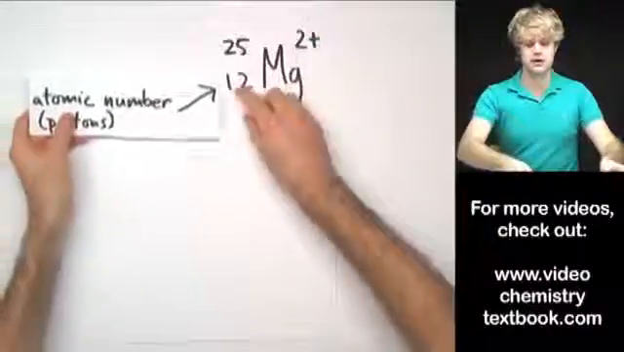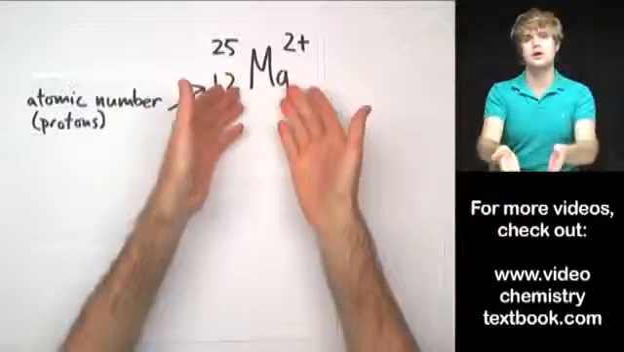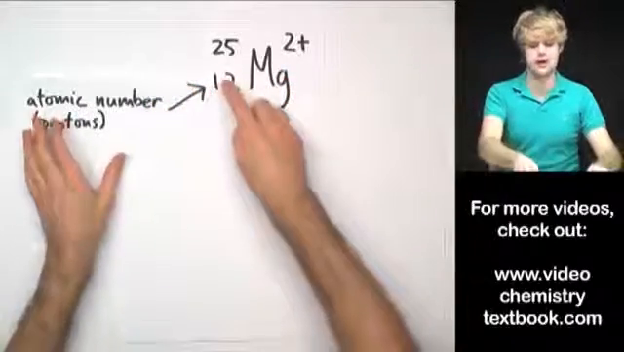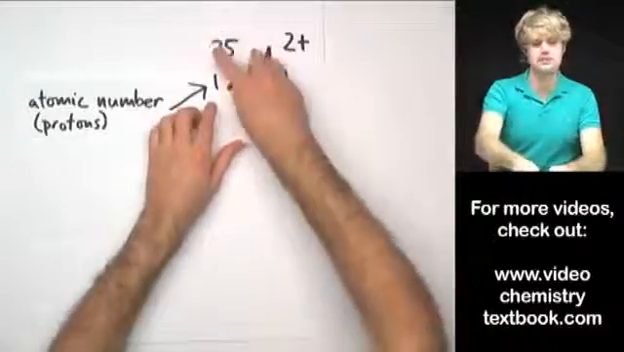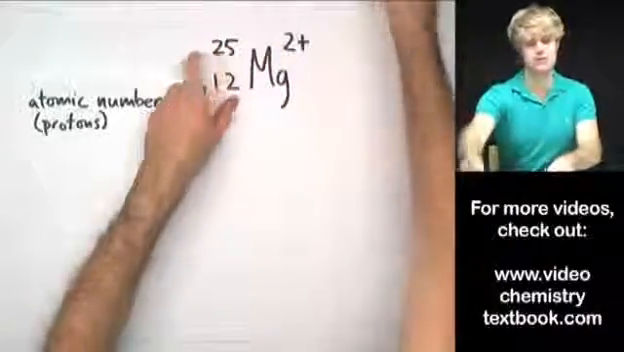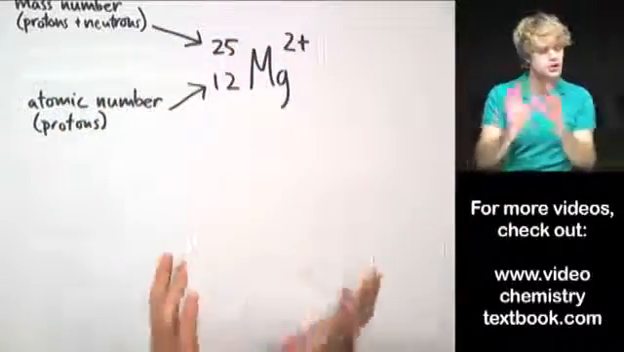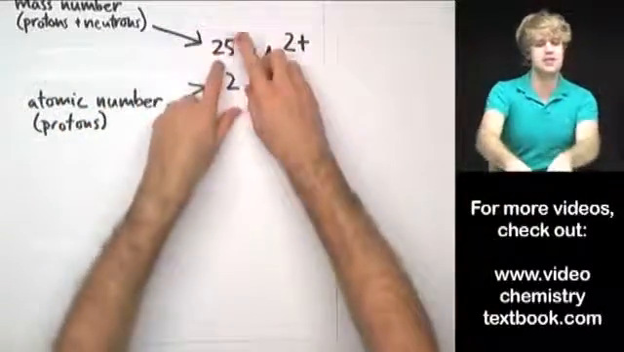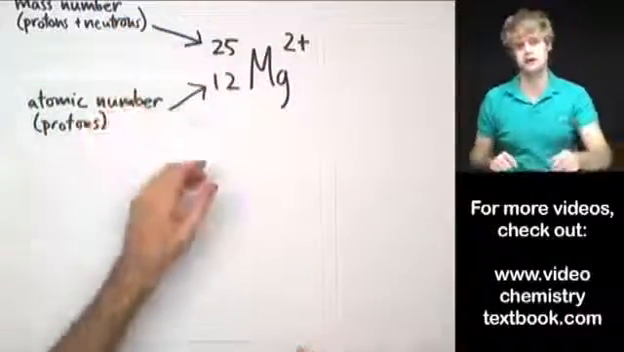Then we got these numbers here. The number down here is the atomic number. It's the number of protons that are in the nucleus of this atom. So here we have 12 protons in the nucleus, an atomic number of 12. The number up here is called the mass number, which is the number of protons plus the number of neutrons. Don't make the mistake and think that this is the number of neutrons, because it's not. It's protons plus neutrons together.